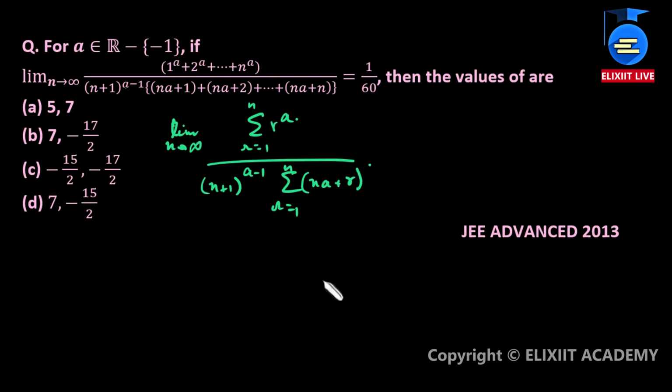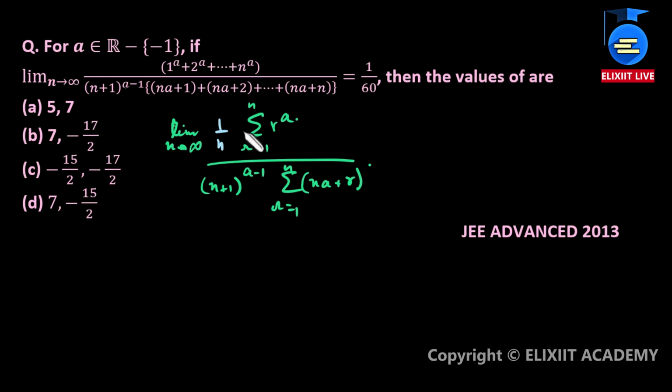Okay. Now what do I do? I try to bring this in the form of f of r by n. That's the standard limit format. What I do is I divide by n over here, dividing the numerator and denominator by n.